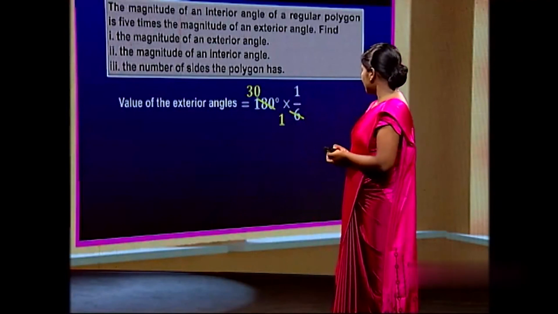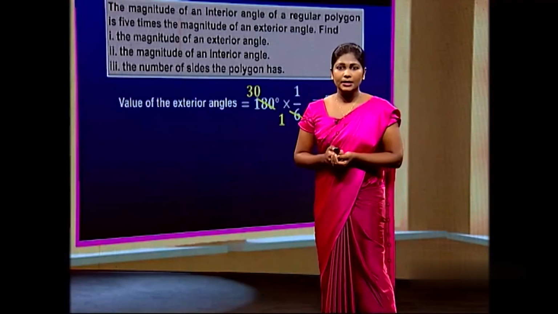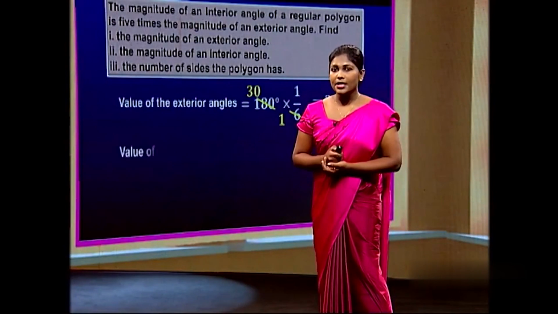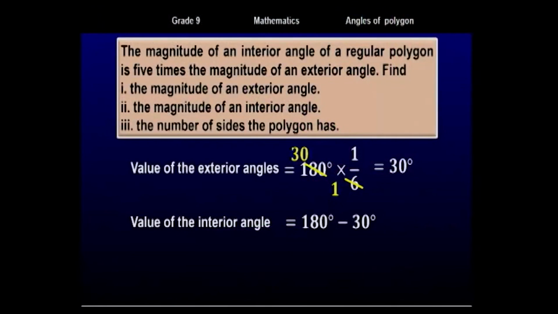180 divided by 6, you can take 30 degrees. That means the value of the exterior angle is equal to 30 degrees. Then you can obtain the value of the interior angle, 180 minus 30 degrees. That means 150 degrees. Now the third question they ask is about the number of sides the polygon has.